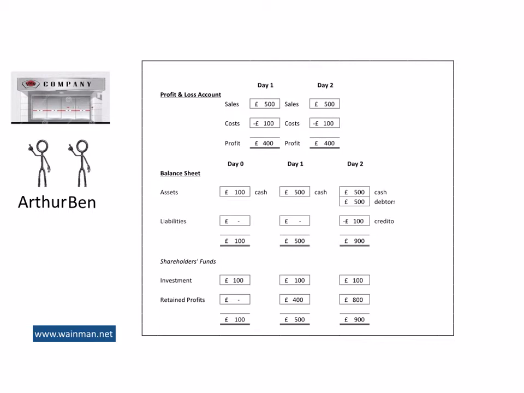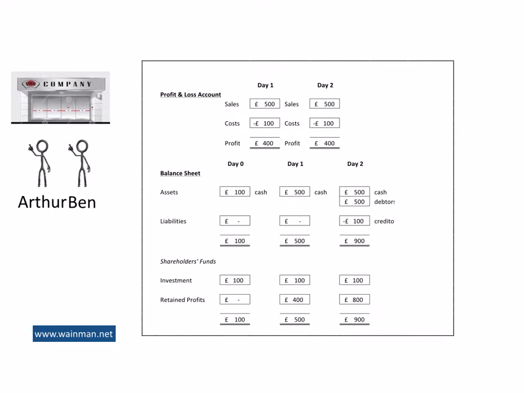They also have the £500 which is owed to them by Harry. This is known as a debtor or account receivable. They also have a liability. That's the amount that they owe to George of £100. This is known as a creditor or account payable. Their net assets are therefore £900. That's £500 cash plus £500 debtor less the £100 creditor.